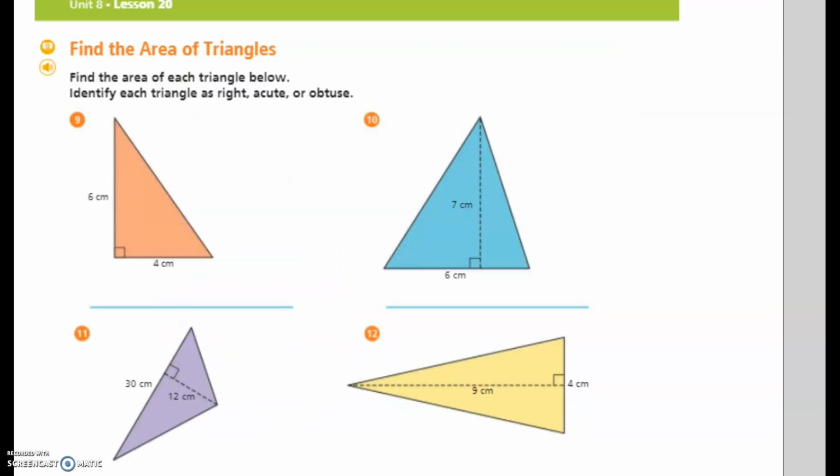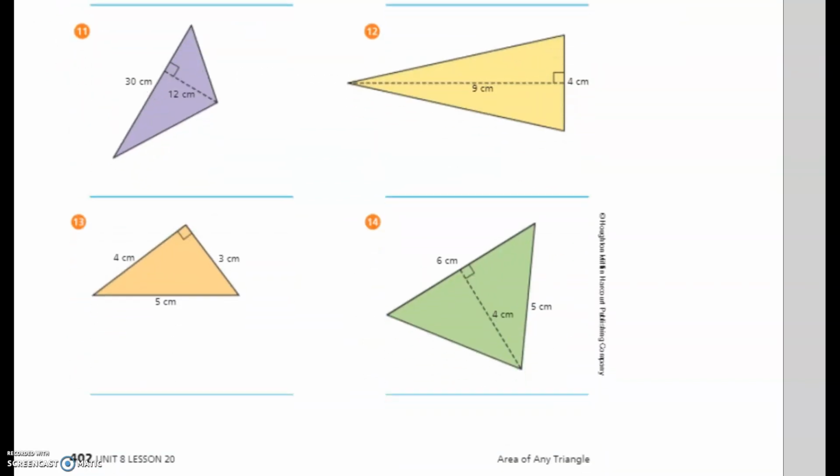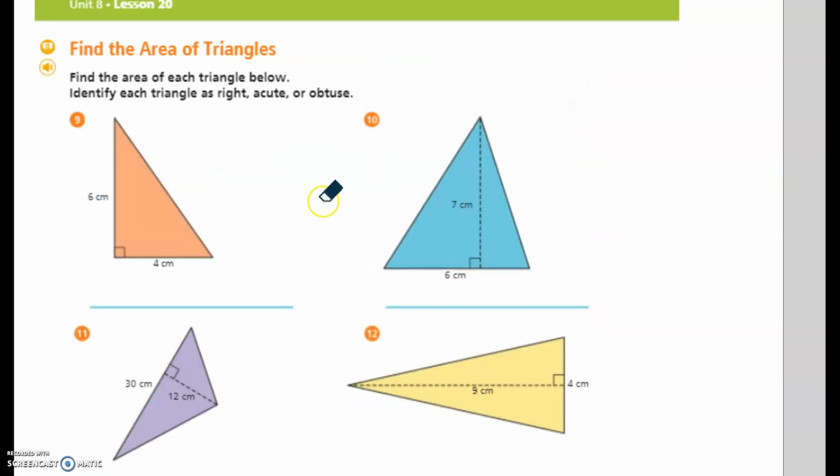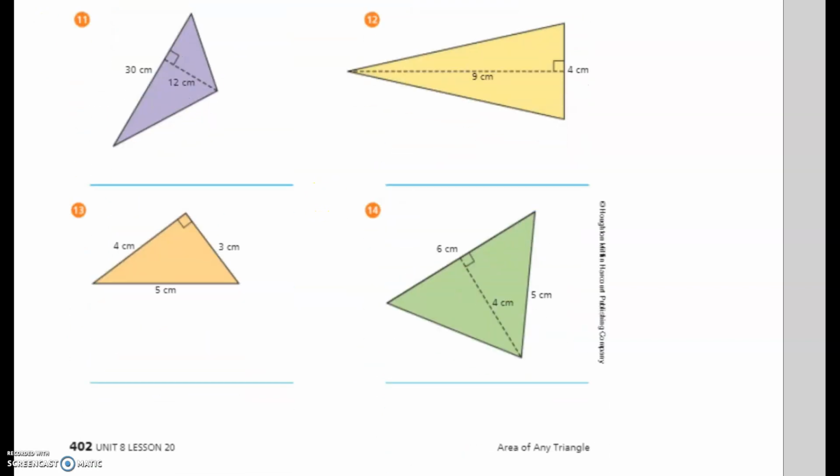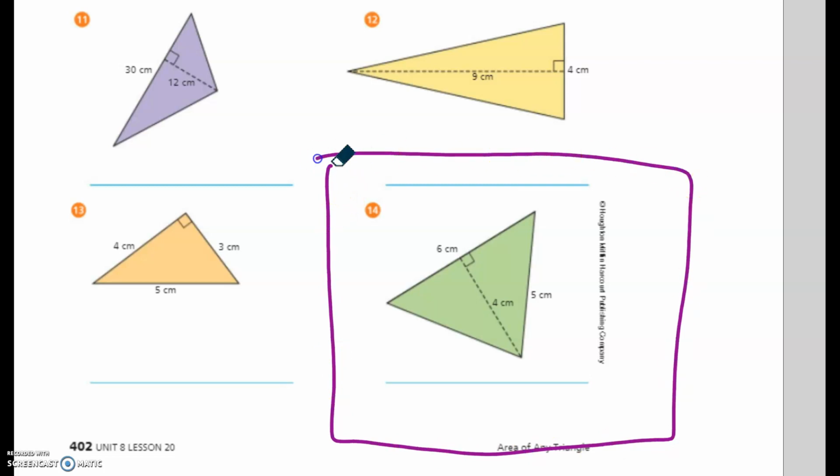All right, we did some problems yesterday where we found the area of triangles that look like that. And I want to look at number 14. Sorry, I don't know why my page slips here. I want to look at this problem right here, this green triangle. And we're going to figure out the area of it.